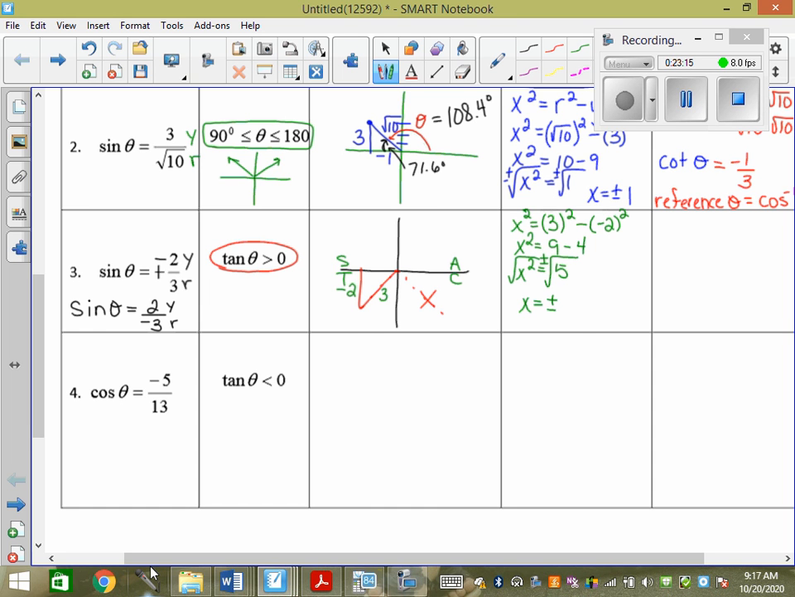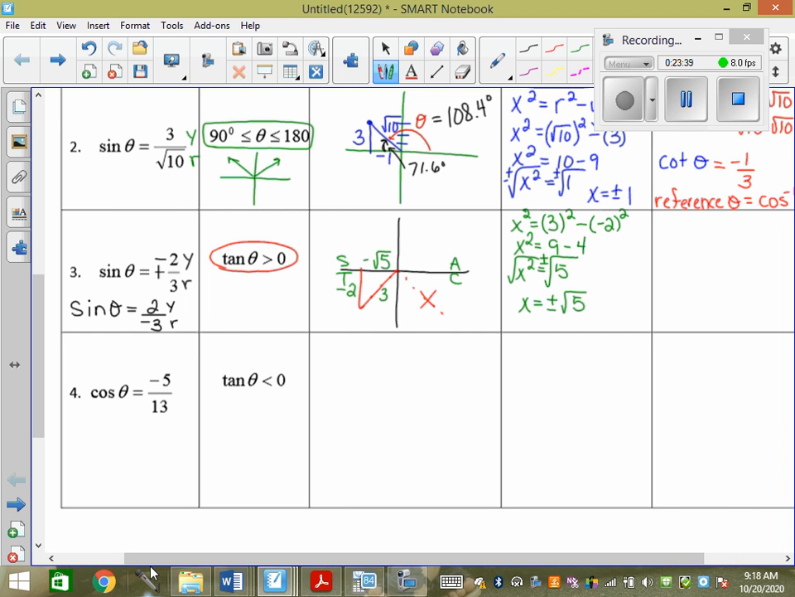So x equals plus or minus root 5. If it had been in this quadrant, x would be positive root 5, correct? If it's in this quadrant, x is negative root 5. So we have to draw it in the right one, because do you think I'll have the opposite multiple choice answer there if you screw up? Yeah, I will. Sadly, I will. So this is going to be negative root 5.